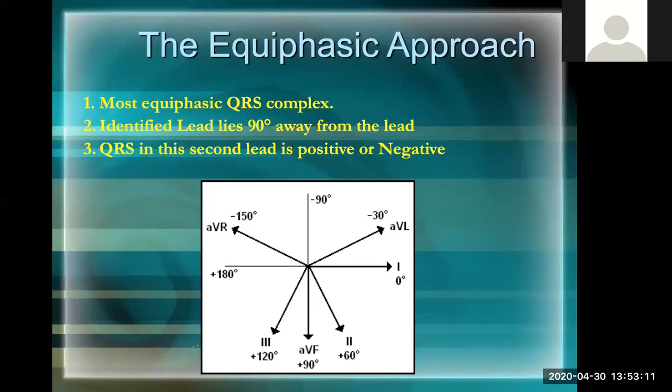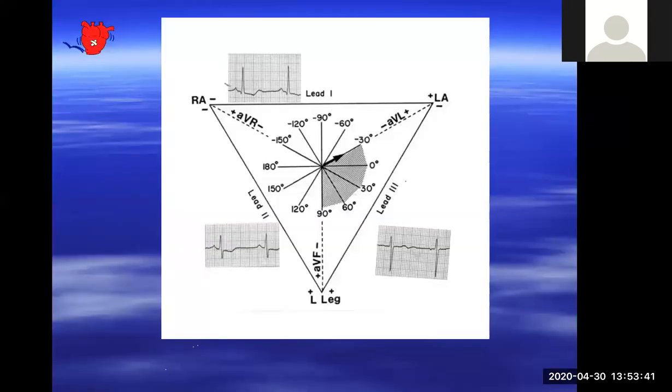There's a slightly more complicated rule called the equiphasic approach. Basically, you look at the lead that has equiphasic waves. What does that mean? If you look at the R and S waves, positive and negative, they look more or less equal. So a big R wave of, say, 3 and an S wave of 3. So they are equiphasic. Look at that lead, and then look at the lead perpendicular to it. Which means that you have to know which lead is perpendicular to which.